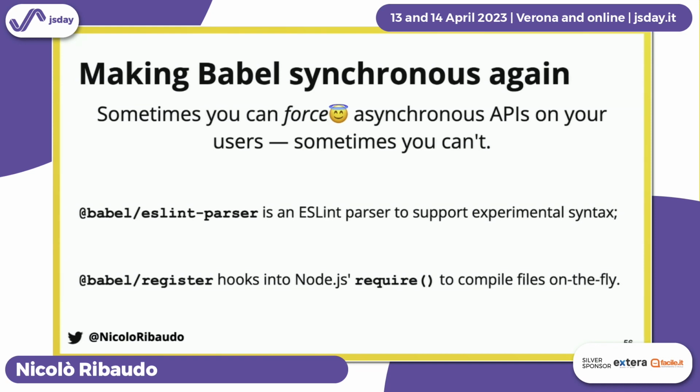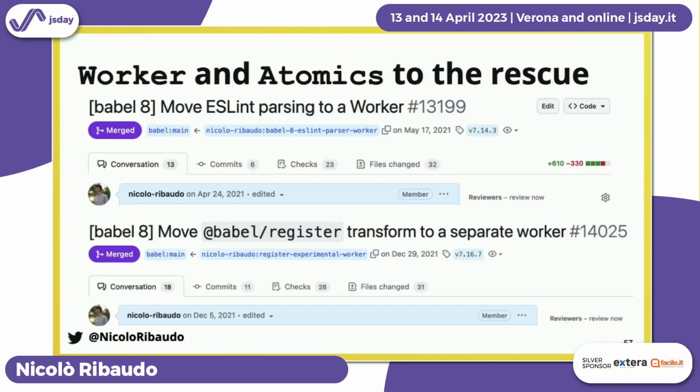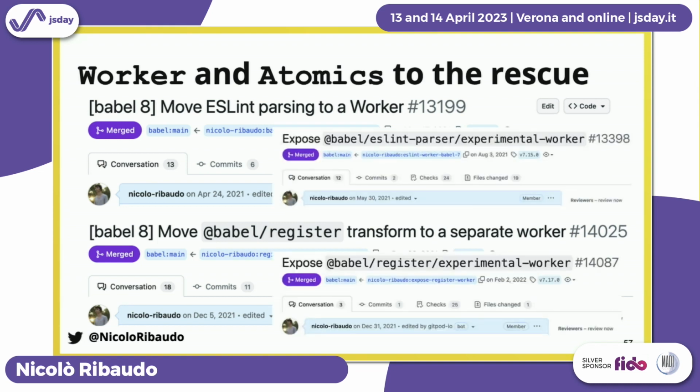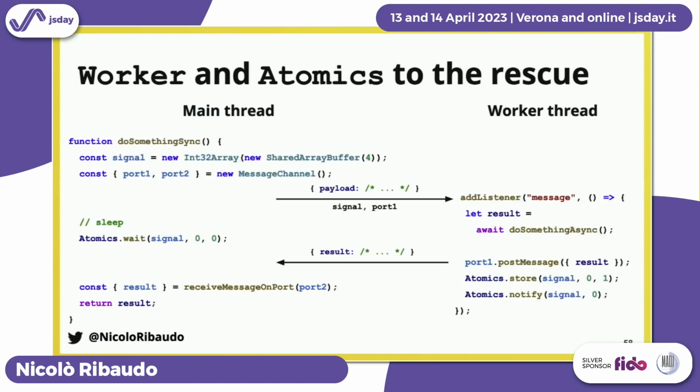And how did we solve this problem? Using Worker from worker_threads and Atomics, the low-level built-ins for having multiple threads and synchronizing jobs within multiple threads. So we moved the ESLint parsing and Babel register implementation into a Worker. We considered it a breaking change, not because it was really breaking, but because it was potentially unsafe since it was completely rewriting how these packages were written. So they're only exposed as experimental now, even though it's been 2 years.